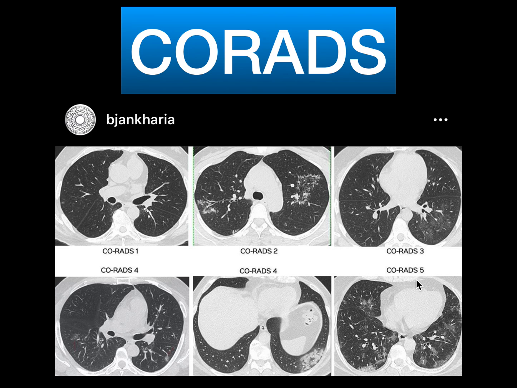And coming to CORADS 5, you can see central and peripheral ground glass areas, predominantly subpleural along the posterior aspects, which is classic and highly suggestive of COVID-19. So this is how CORADS is done.